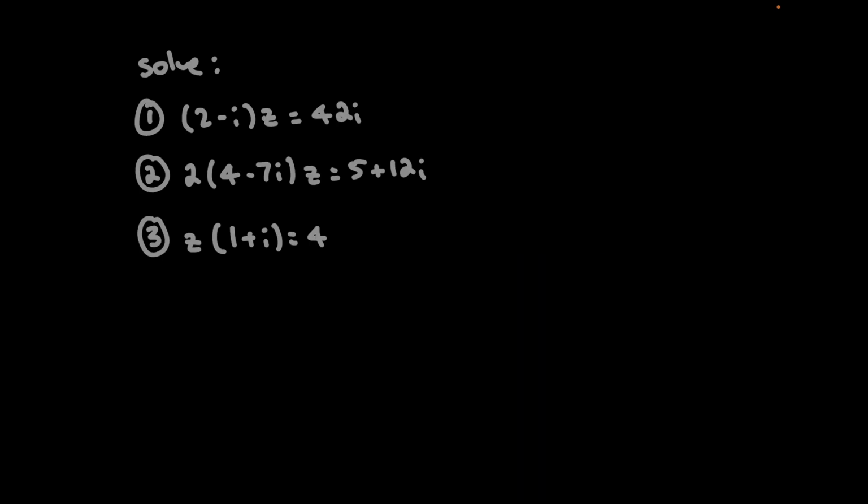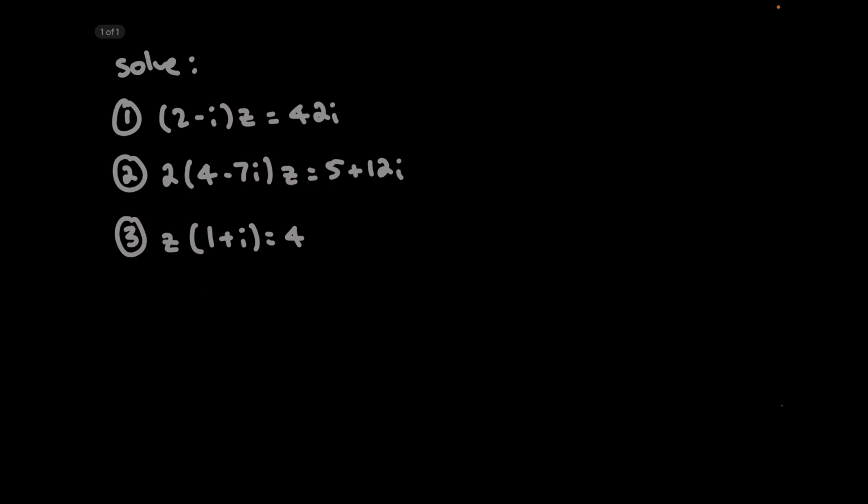Okay, and this is our last question here. We're going to solve each of these equations for the variable z. So let's start with the first equation. We're going to solve for z for 2 take i times z equals 42i. So if we wanted to solve this equation, we can just rearrange for z by dividing both sides by 2 take i. So we're left with 42i divided by 2 take i.